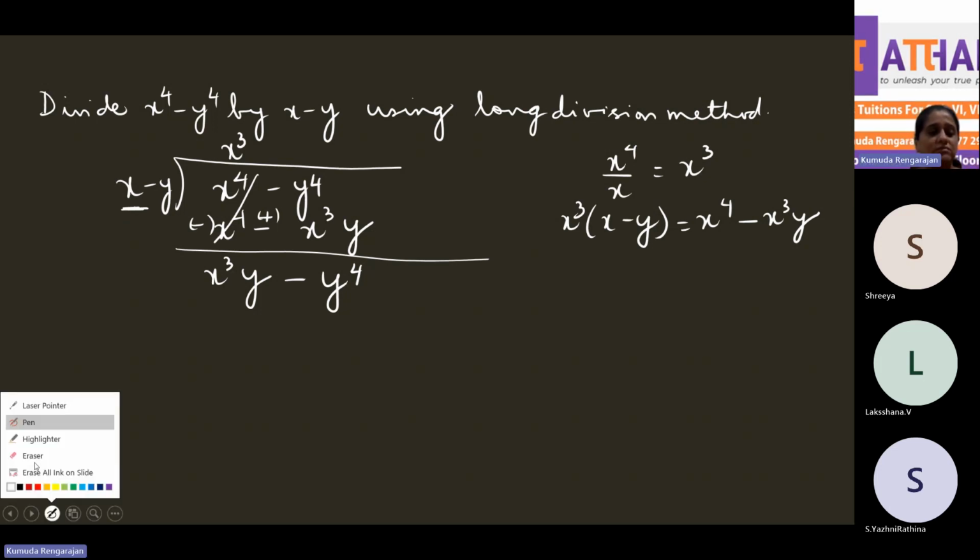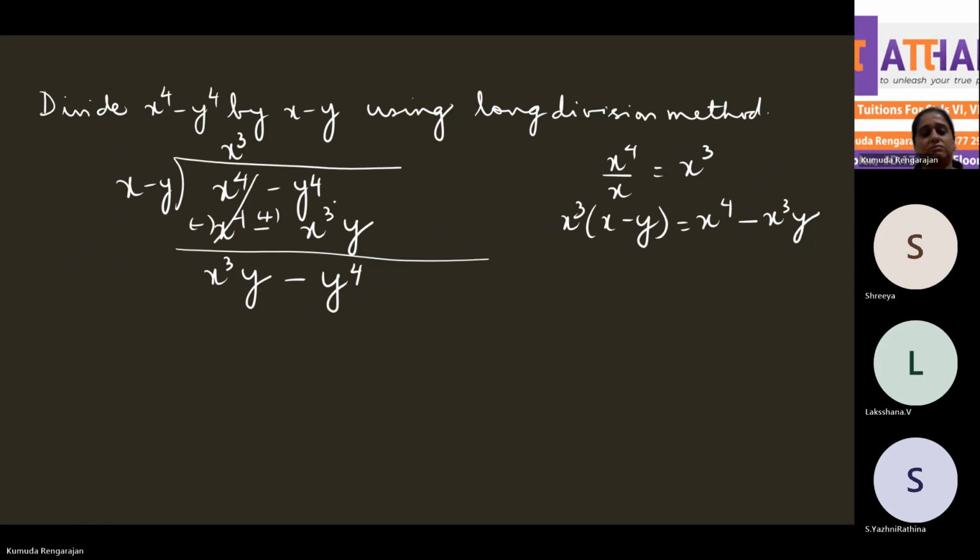Because in the divisor, we have x first. Now again, continue. Find the second term in the quotient. X cubed y divided by x. Divide this one by this one. So you get x square y. Now multiply x square y with the divisor x minus y.